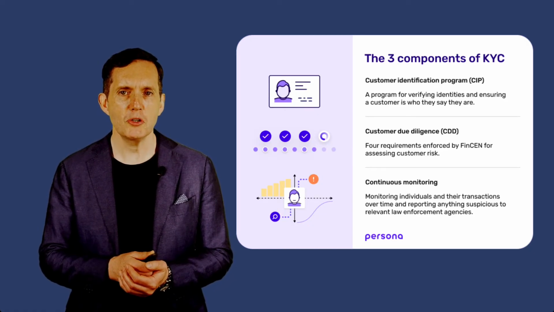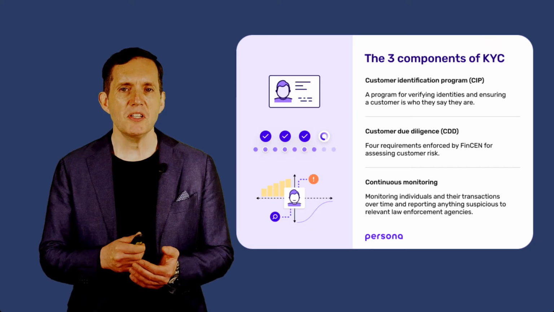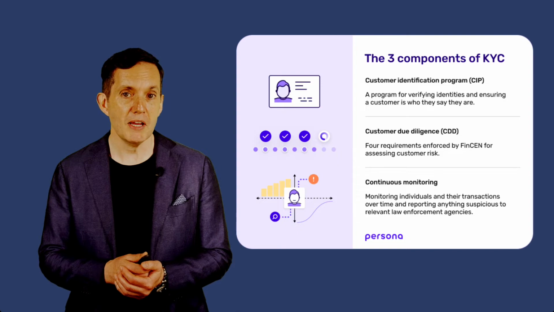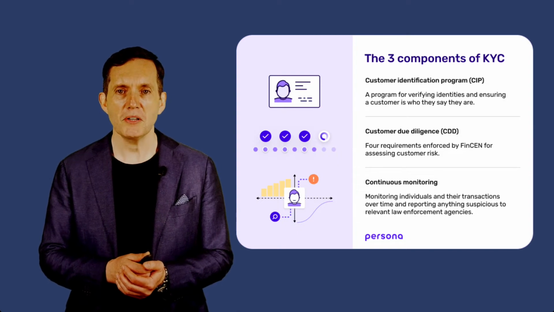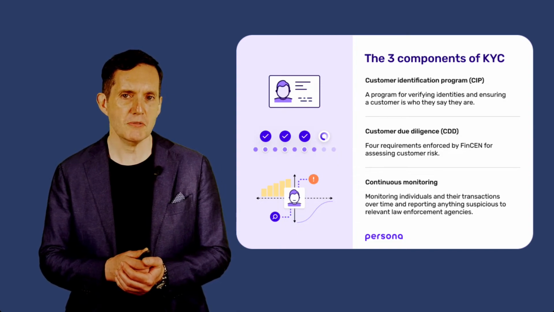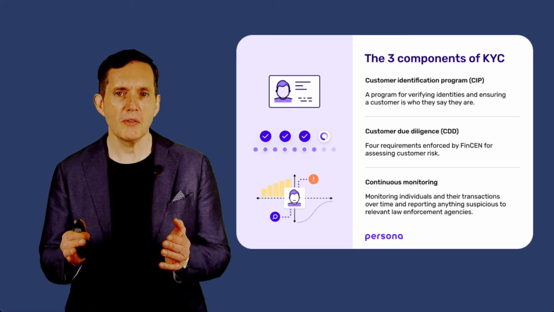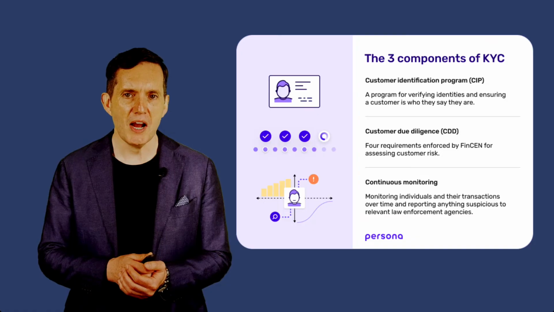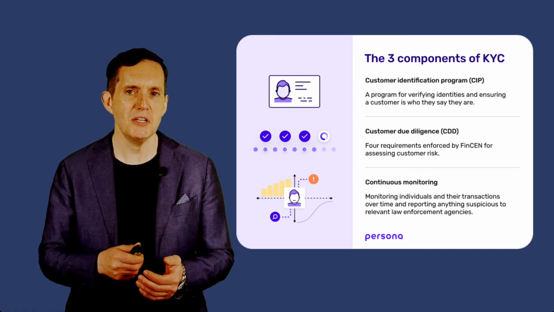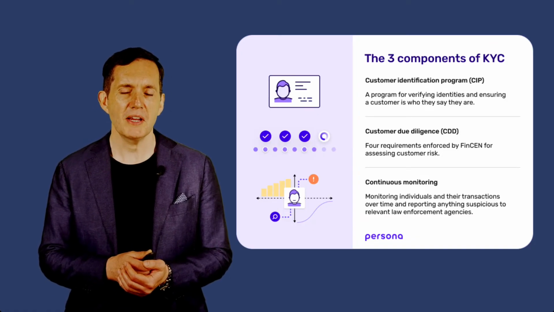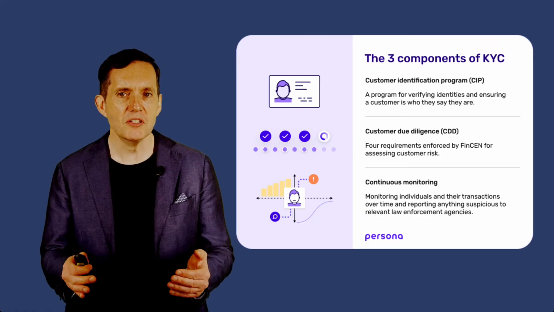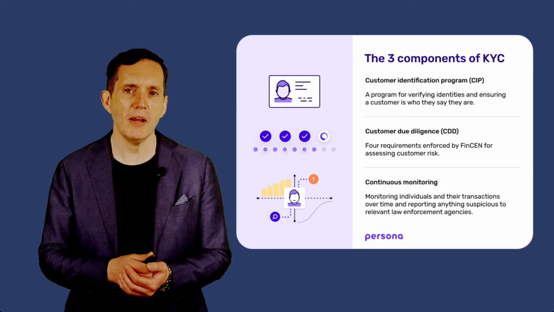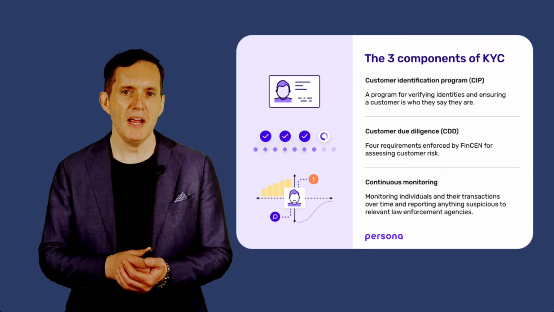Next, you've got Customer Due Diligence, or CDD. CDD involves assessing the risk profile of the customer by gathering additional information. This includes understanding the nature and purpose of the customer's relationship and ensuring the legitimacy of the customer's activities. Key elements of CDD are standard due diligence, or SDD, which is applied to low-risk customers. You've got enhanced due diligence, or EDD, which is applied to high-risk customers requiring more detailed information and scrutiny.